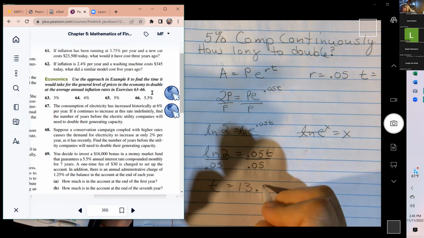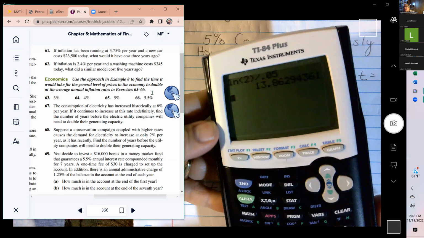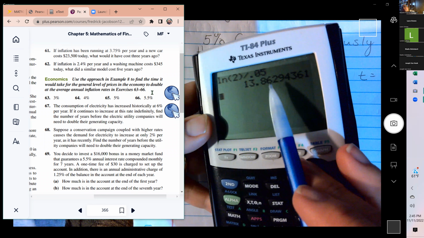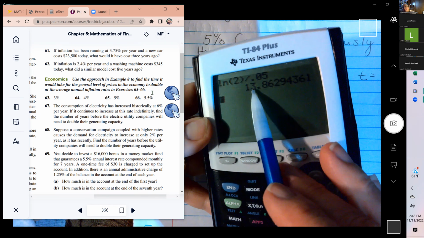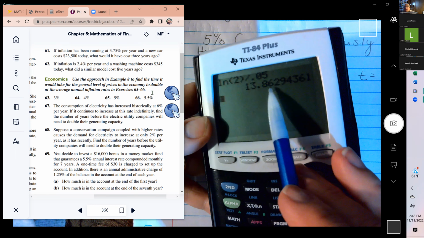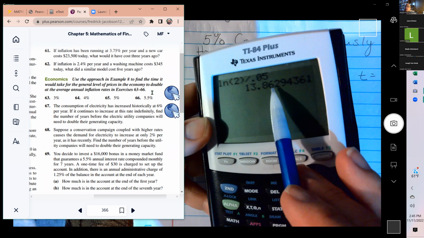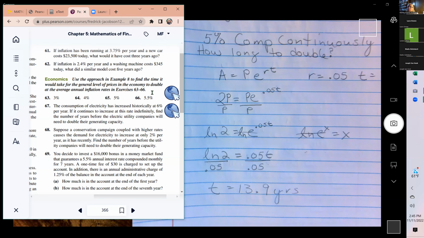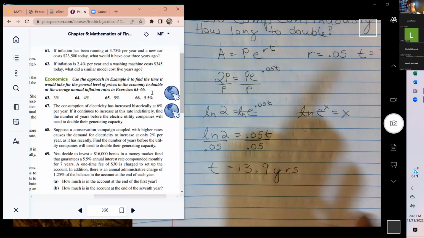13.9. I got this. Rounding to the 10th, you'd put a 9. This would be, if you round to the whole year, 14. If you're rounding to the 100th, you would round that 6 to a 7. So 13.9 years. Any questions on that?